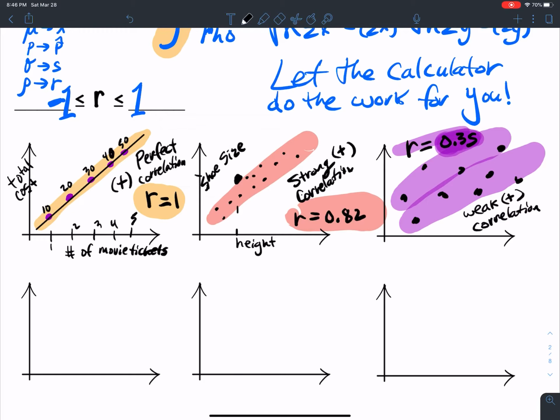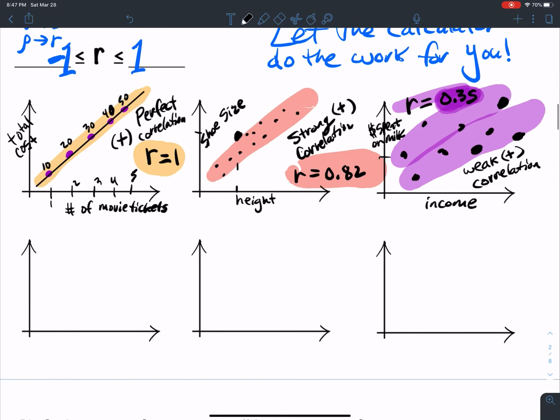Okay, I don't know with this one. This might be income versus how much money is spent on, I don't know, milk. So maybe some people, the more money they make, if I just had more money, I'd buy a whole lot more milk, right? But then there's other people who say, I could have all the money in the world, but I'm not going to buy any more milk because I just don't like it. So it's not a very strong positive correlation, but maybe there is some positive correlation.